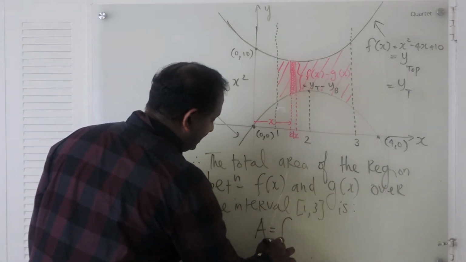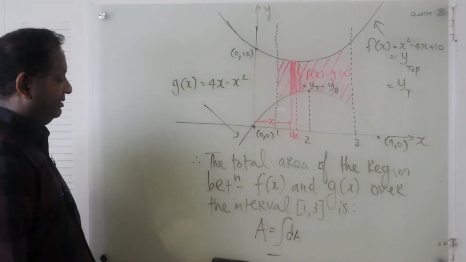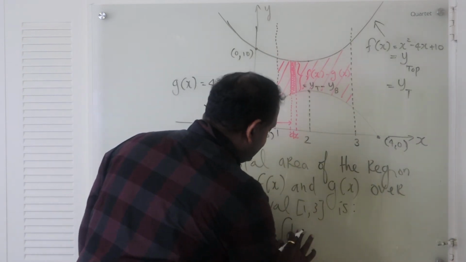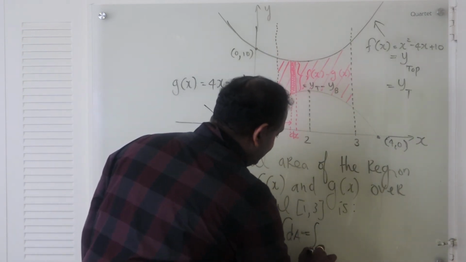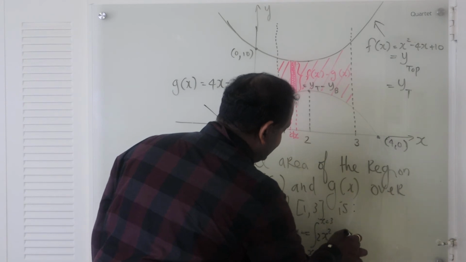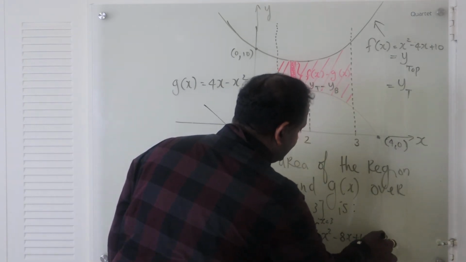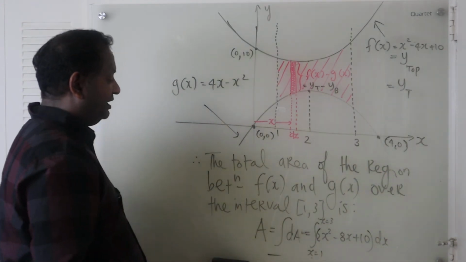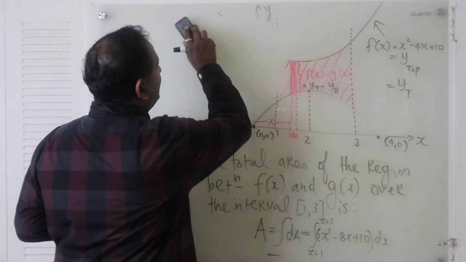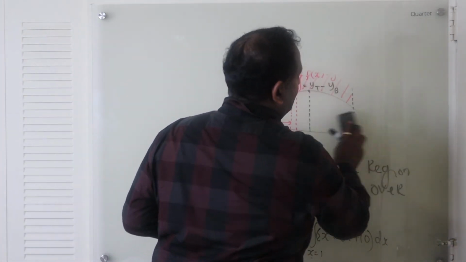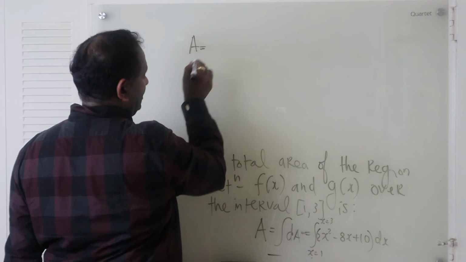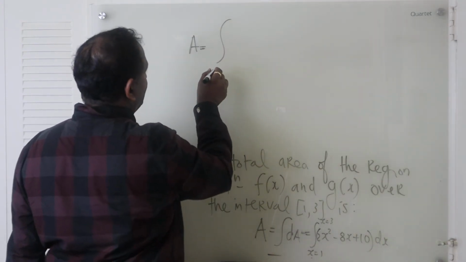A is nothing but integral of dA. See? Integral of dA. It's nothing but dA, going from x equals 1 to x equals 3, 2x squared minus 8x plus 10 dx. See, very small integral, but the setup is very heavy. Now let's integrate. I'm going to close this. I'm going to erase this one. See? So therefore A, this is what I'm going to.